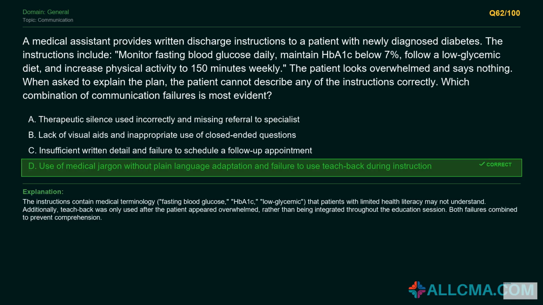The correct answer is D. The instructions contain medical terminology, fasting blood glucose, HbA1c, low glycemic, that patients with limited health literacy may not understand. Additionally, teach-back was only used after the patient appeared overwhelmed, rather than being integrated throughout the education session. Both failures combined to prevent comprehension.